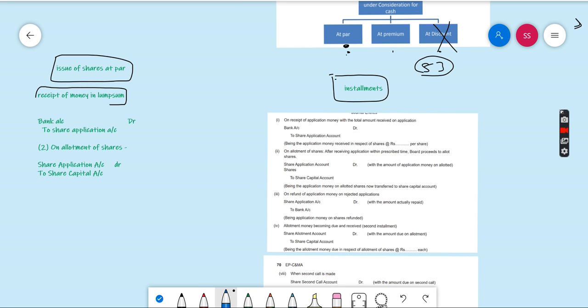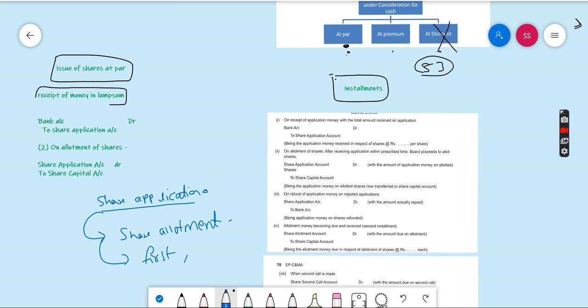Now when you receive the money in installments, there are different installments when you can receive the money. First is share application account. This is the first installment. If anybody is interested in the company, then those people have to pay the first share application money. Then you will allot them shares, that is share allotment account. While allotting the shares also, you will collect some money, share allotment. Then first call, second call, third call, final call, and so on, right? So you can collect the money in installments also. At every stage you need to pass general entries. Whenever you receive the money from any installment, you need to pass general entries.